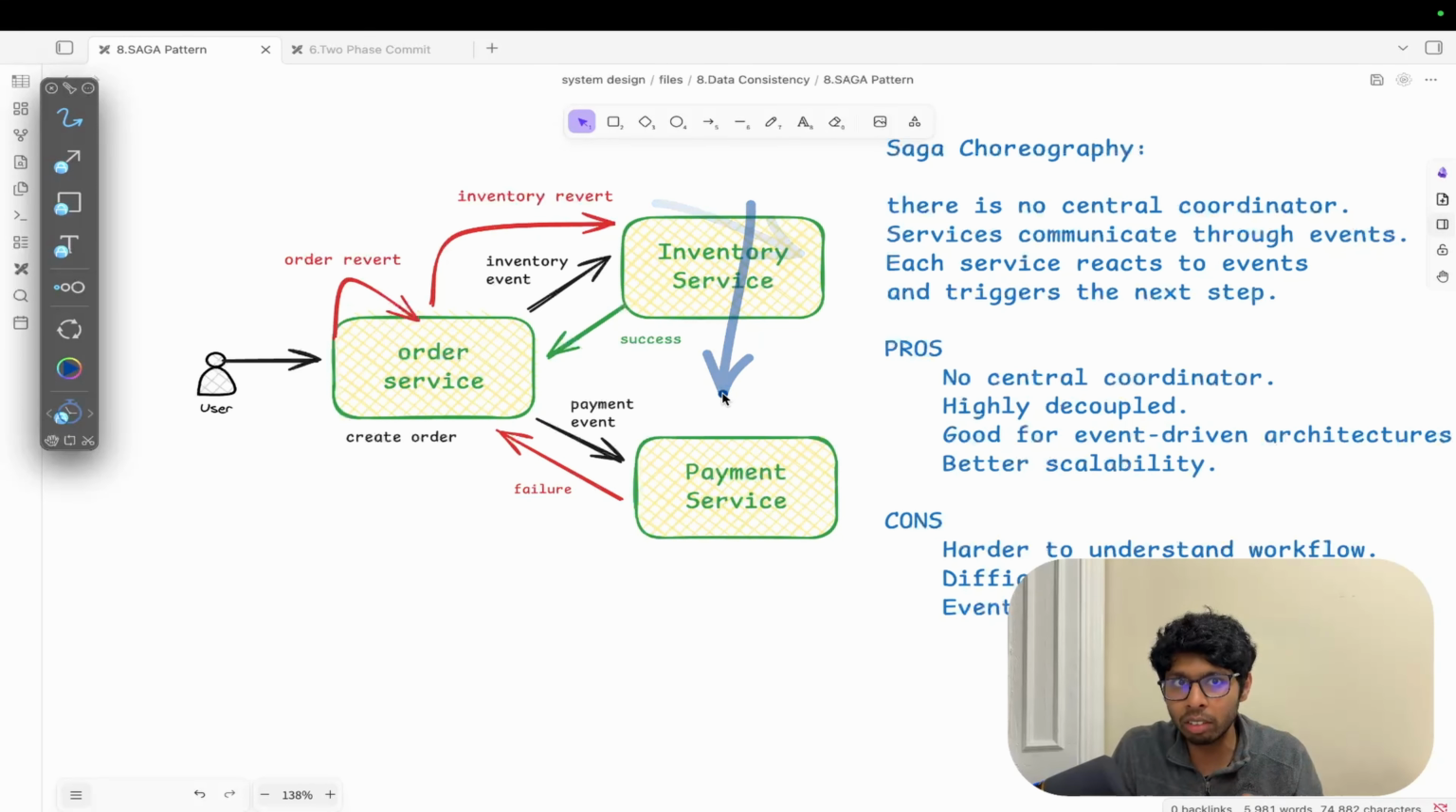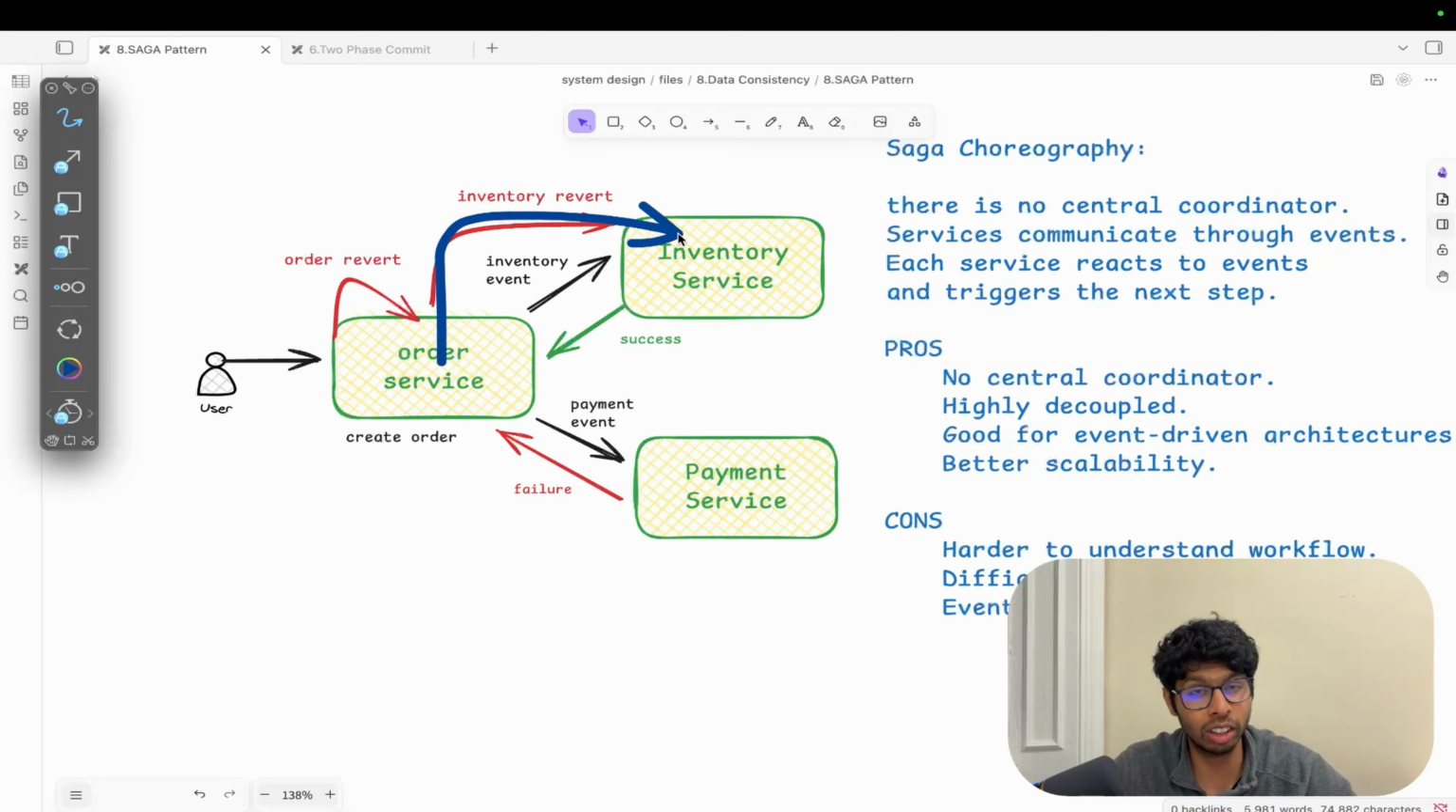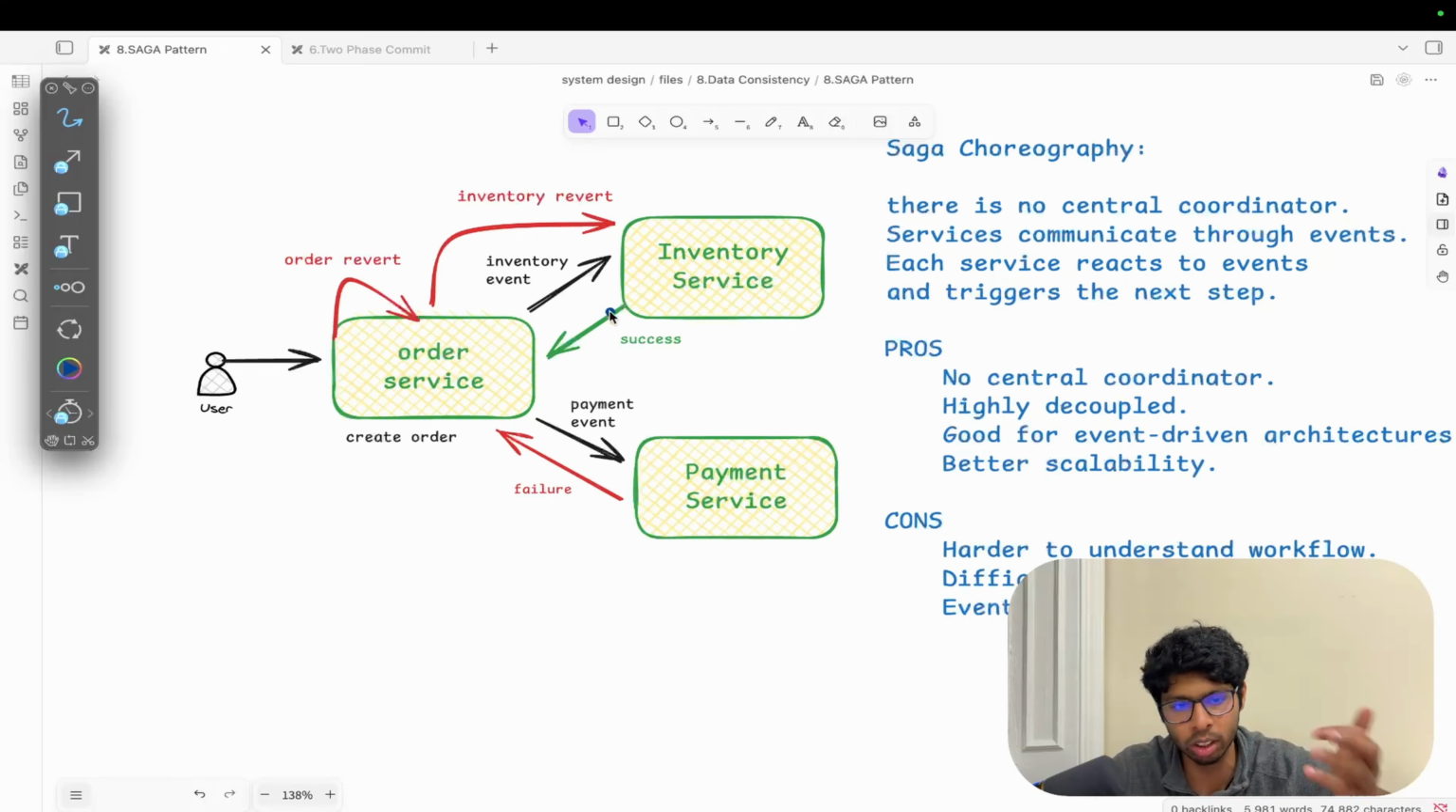We can send this event with the help of an API, so we can make it synchronous with the help of an API. We can use Kafka as well, so that whenever the inventory service gets this revert event, with the help of Kafka, SQS, or anything, it can be asynchronous. It can be synchronous, but usually think of it that it is going to be asynchronous.